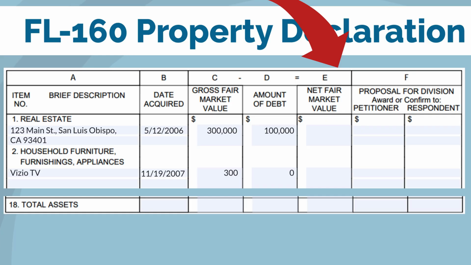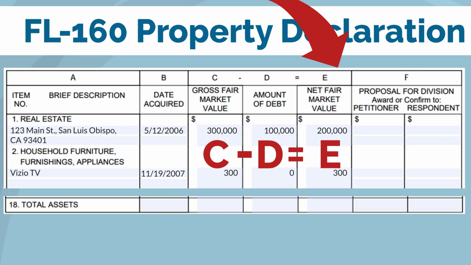In this example, column C shows the gross fair market value of the real estate property is $300,000, and column D shows the amount of debt on the property is $100,000. The amount of debt in column D is subtracted from the gross value of the property in column C to get the net fair market value of $200,000, which goes in column E.